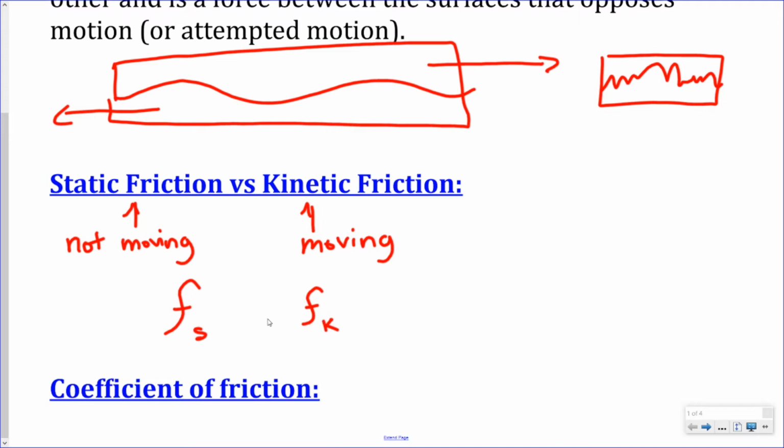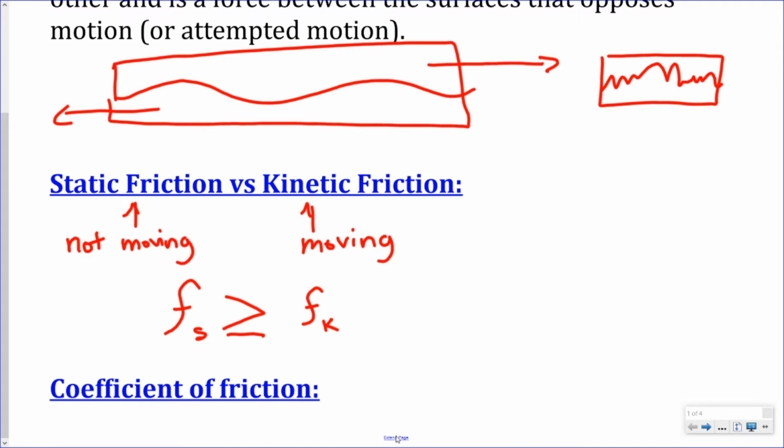You may have experienced this before. It's much harder to get something moving than it is to keep it moving. So what does that tell us about the friction when something is stationary versus when it's moving? The friction when it's stationary is greater than or equal to the force of friction when it's moving. If you've ever tried to push a stalled car, it's a lot harder to get it going. Once you've got it going, it's a lot easier.